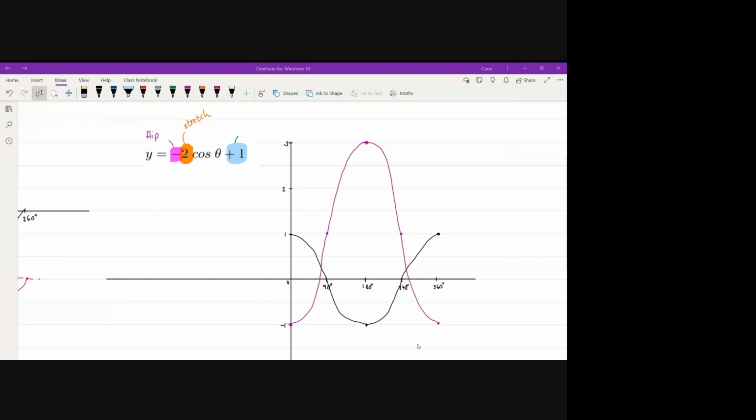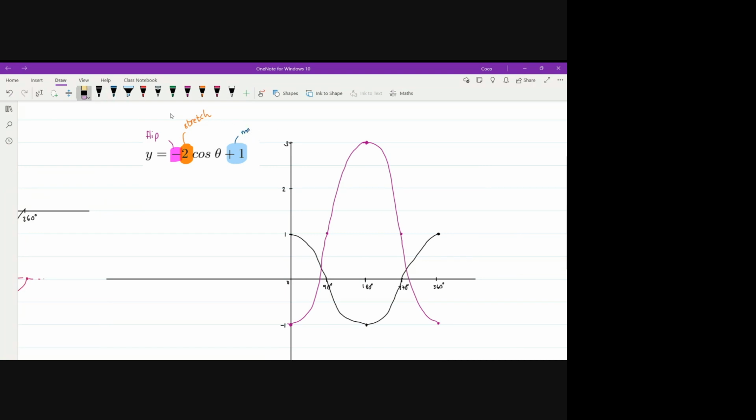Okay, the +1 has lifted my graph. Guys, if we look at this graph specifically, do you see how our cos graph has exactly half the graph above the line and exactly half the graph below the line? But if you look at the purple graph that we just drew, instead of half above and half below, 3/4 of the graph is above the line and the other quarter is below, right?